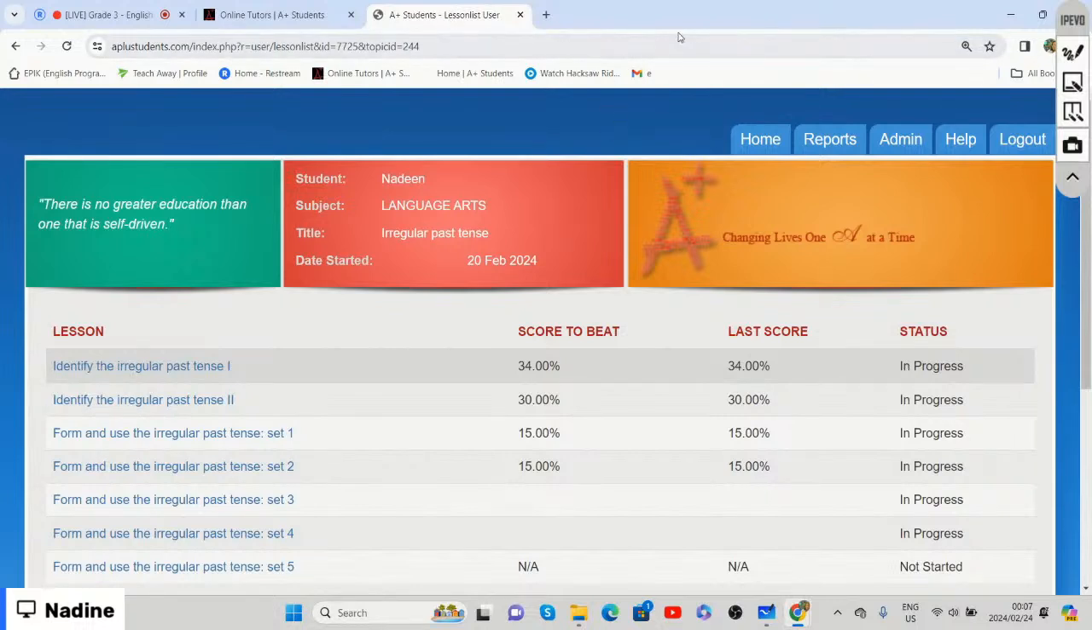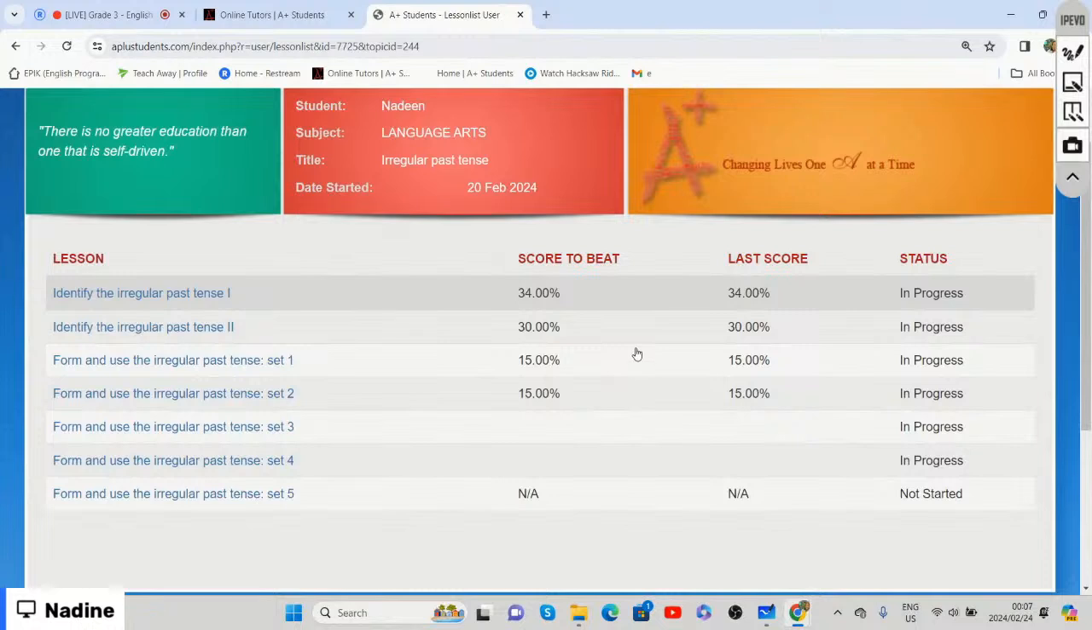All right, so remember we said that we are finishing off the last lessons of the chapter on irregular past tense, and so far we have done where we identified the irregular past tense and also we formed and used irregular past tense set 1, 2, and 3. And today the lessons that we're focusing on is to form and use irregular past tense set 4 and 5, and then we're finishing off this chapter today.